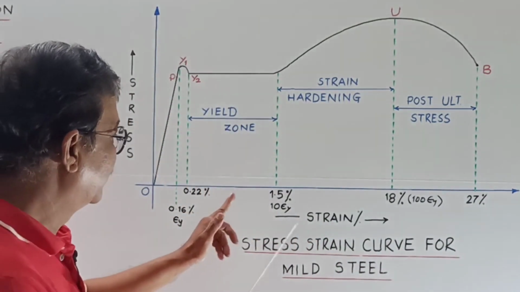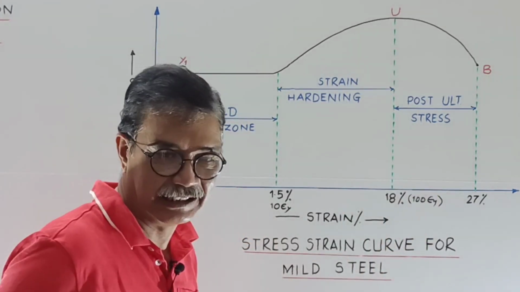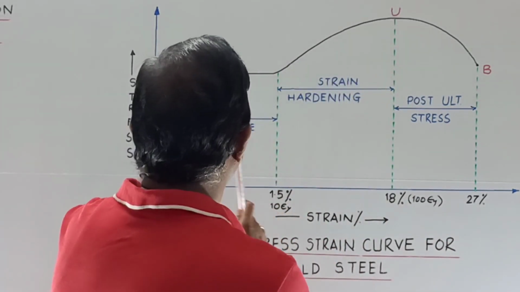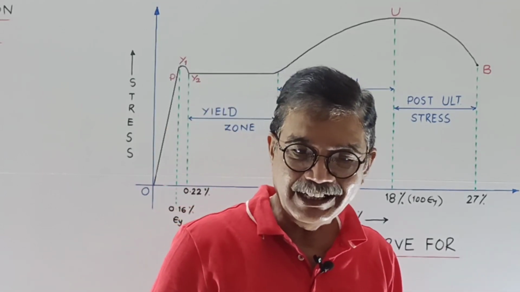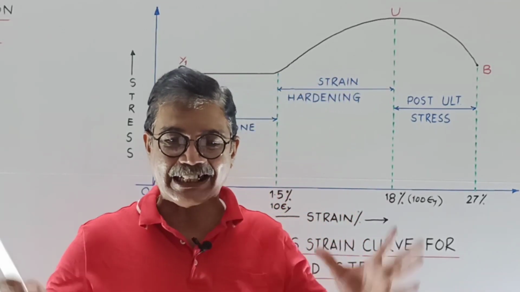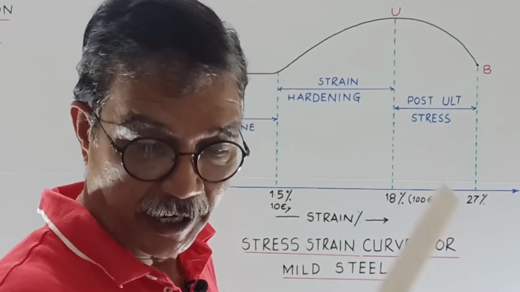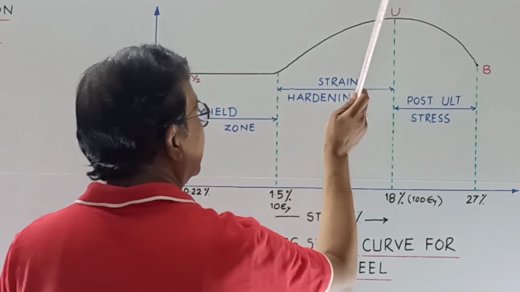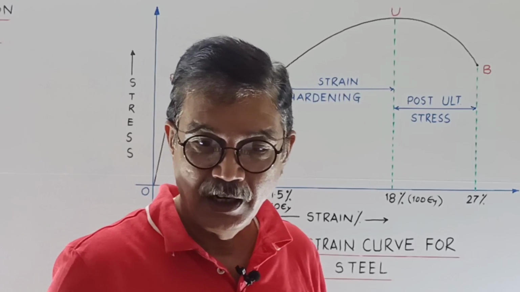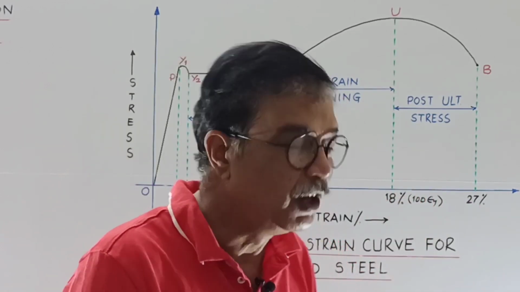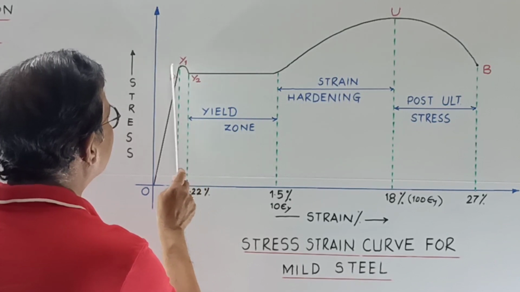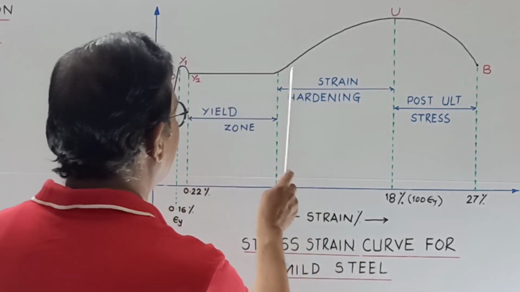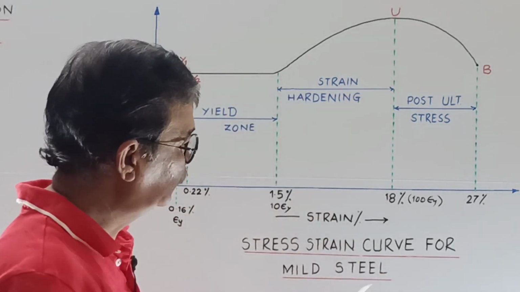Now, here the strain is very large. From here you can see this portion is very large. So it gives excessive deflection, due to which this ultimate stress corresponding to U is not taken as a failure stress, but yield stress is taken as a failure stress. So this stress is taken as a failure stress.